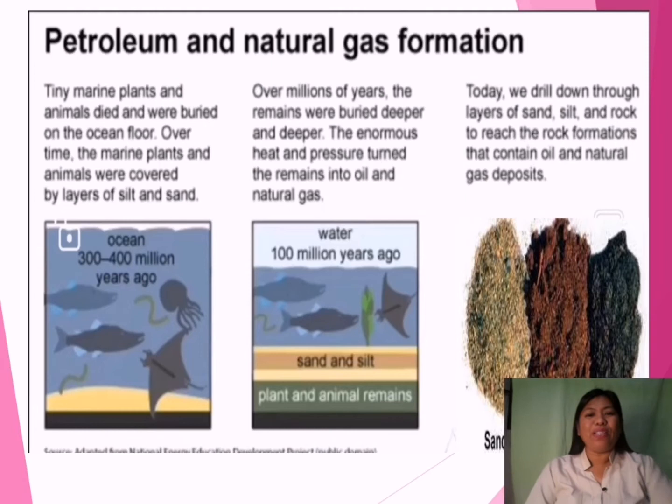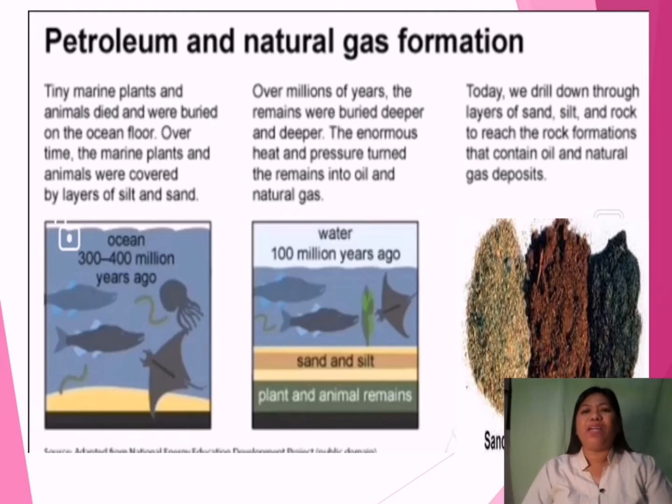So, petroleum and natural gas formation. Tiny marine plants and animals died and were buried on the ocean floor. Over time, they were covered by layers of silt and sand. Next, over millions of years, the remains were buried deeper and deeper. The enormous heat and pressure turned the remains into oil and natural gas.